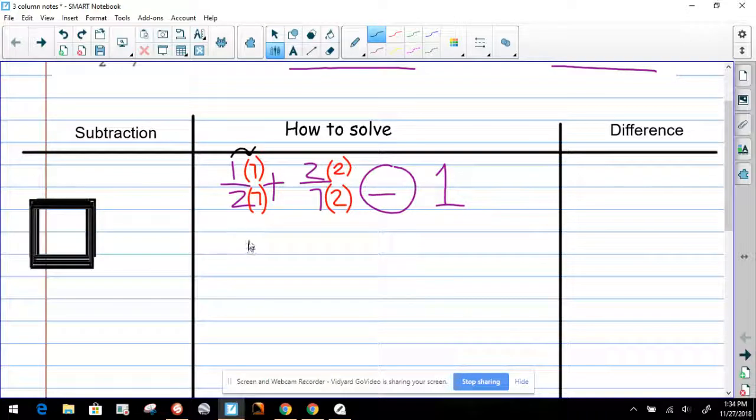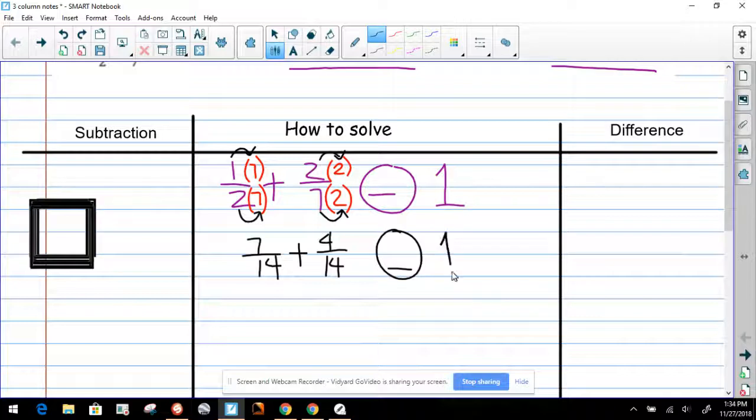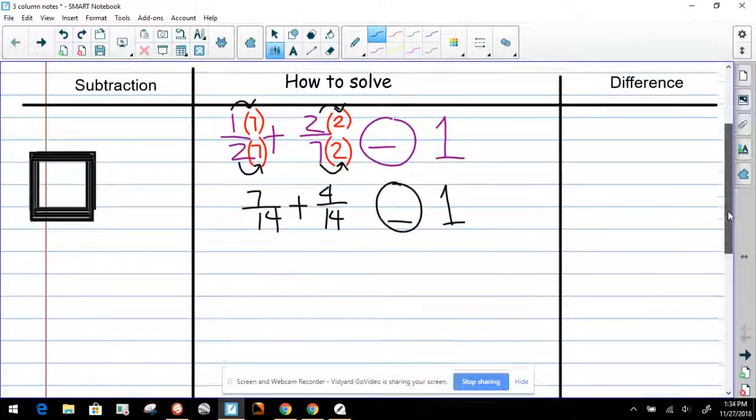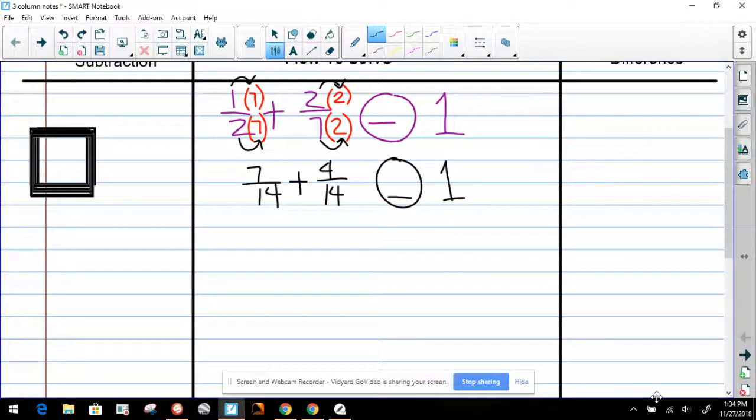1 times 7 equals 7, and 2 times 7 equals 14. Plus 2 times 2 equals 4, and 7 times 2 equals 14. Now we have common denominators. I'm just going to rewrite our symbol here and continue with the operation. So now you can say that 7 plus 4 equals 11. So we have 11 14s.